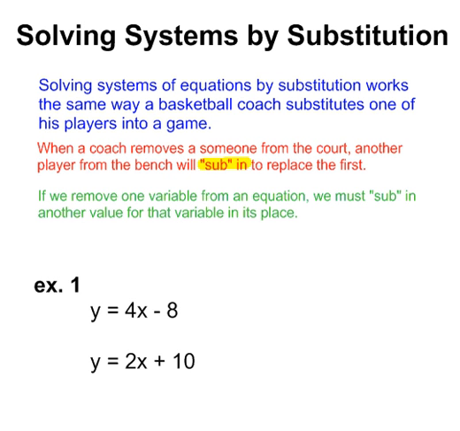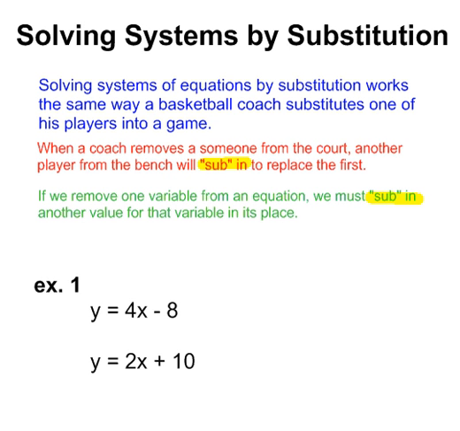And this player needs to know what he's doing, and he's got to be basically almost the exact same as the player that he's replacing. And it's the same way in our math equations. If we remove one variable from an equation, we must sub in another value for that variable in its place. And that variable that is subbed in must be exactly the same as the one that we've taken out. So that being said, let's look at our first example problem.